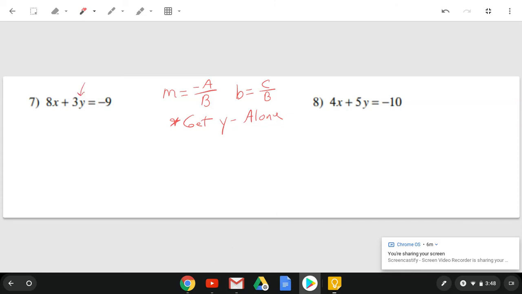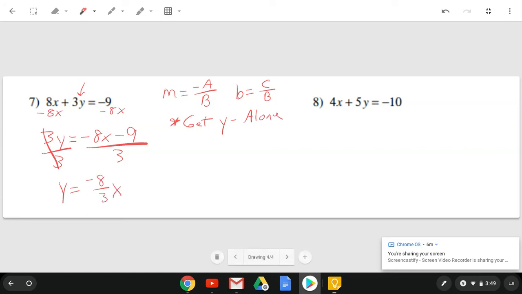So I'm going to start by subtracting 8x from both sides. So I have 3y equals a negative 8x minus 9. Divide by 3 because that's multiplication. We undo multiplication by division. So I'm left with y equals, now 3 doesn't go into 8 evenly, so I can just leave it a negative 8/3 x. And 3 goes into 9 3 times. And a negative divided by positive is a negative. So the question here is, what is my slope?